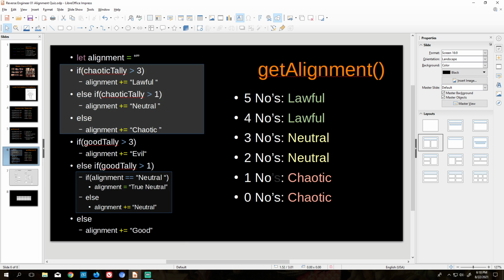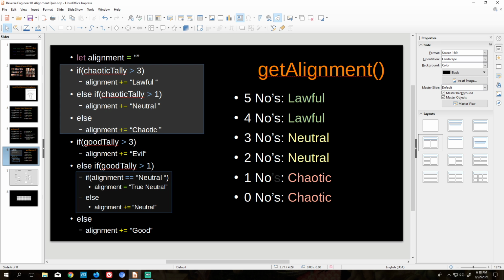This in the black underneath the gray is pretty much the same as the gray, except the neutral thing is a little different, and I put that in its own box. So otherwise it's pretty much the same thing. If you're above the 3, it's, in this case, evil. If it's otherwise, if it's above the 1, it's neutral, and if it's below both those, it's good.